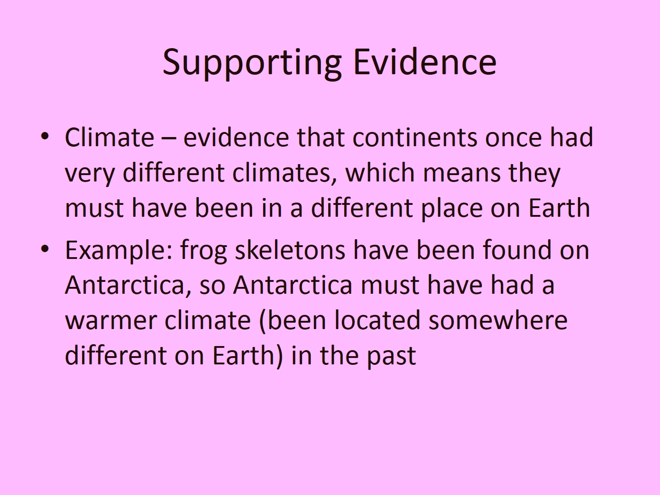So if frogs lived on Antarctica at one point, it lets us know that Antarctica must have been warmer at some point in Earth's history, which means it must have been located closer to the equator, because that's really the only thing that would make it significantly warmer. So those land masses have been shifting around on Earth throughout the whole history. Why have they shifted? How do we know that they've shifted? That's in the next lesson.